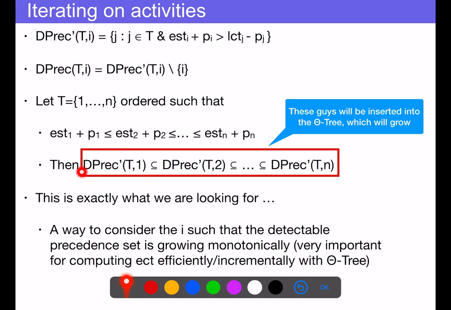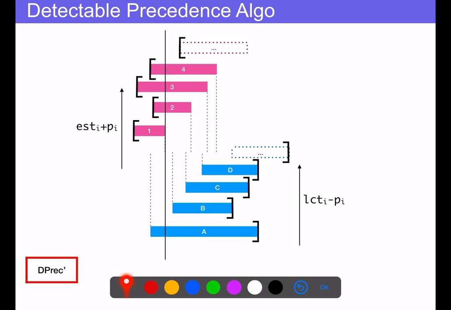So the detectable precedence set of activity 1 is included in the detectable precedence set of activity 2 if you have sorted activity 1 and 2 such that the earliest start time plus processing time of 1 is less than earliest start time plus processing time of 2, and so on. So these subsets are nested if you have sorted the activities according to this order. And this is exactly what we are looking for. Okay? So that's the intuition.